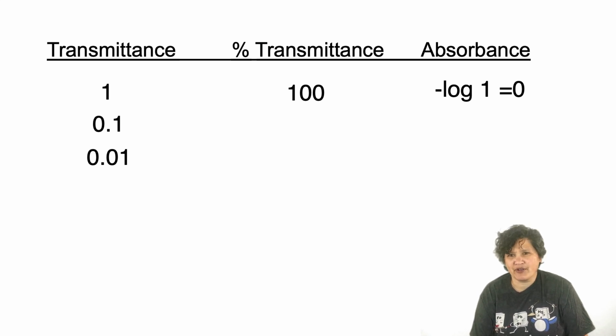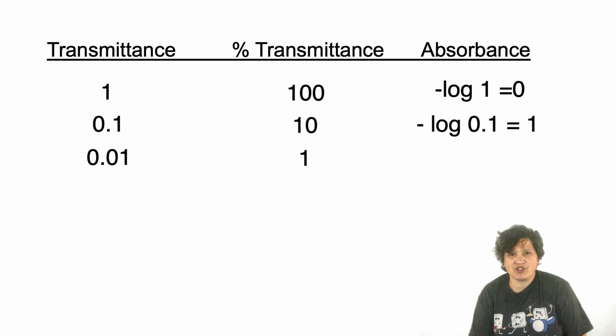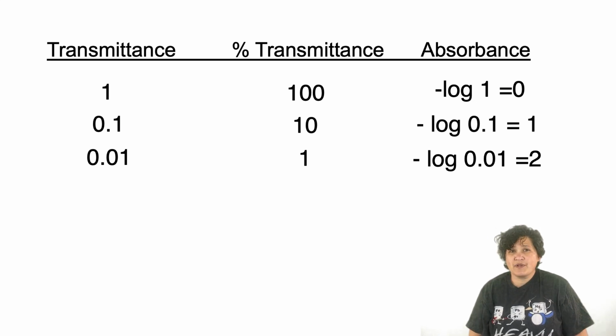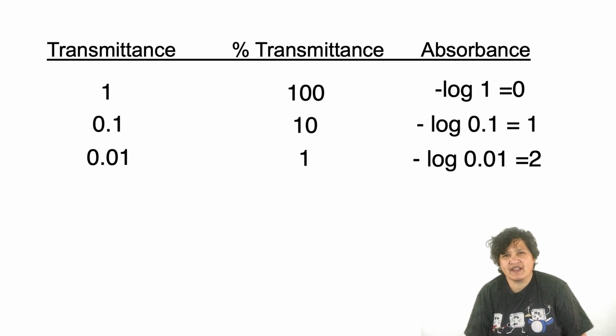A transmittance of 0.1 corresponds to 10% transmittance, which means that 10% of the light is getting through. The corresponding absorbance value would be 1 there. And then a transmittance of 0.01 is a 1% transmittance, which also corresponds to an absorbance of 2. So you can see that as the transmittance value decreases, the absorbance value increases. We try not to get readings above an absorbance of 2 because it means that very little light is getting through, which makes it hard to quantify anything accurately.